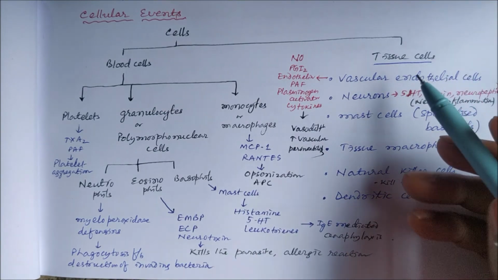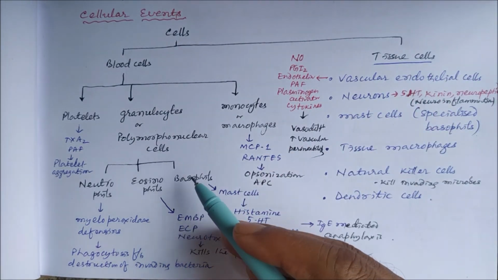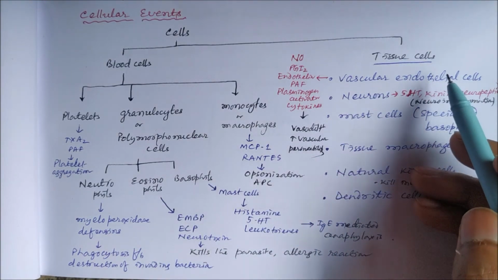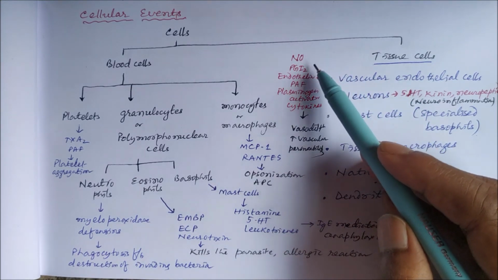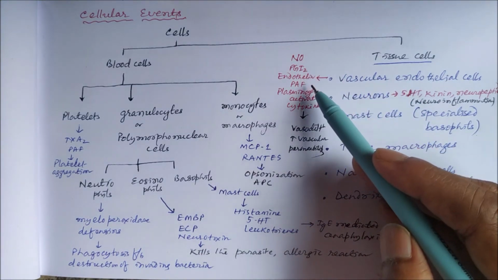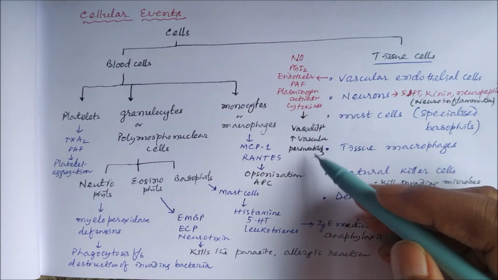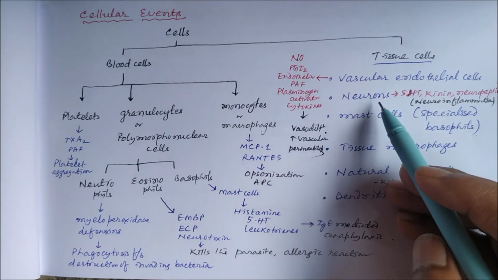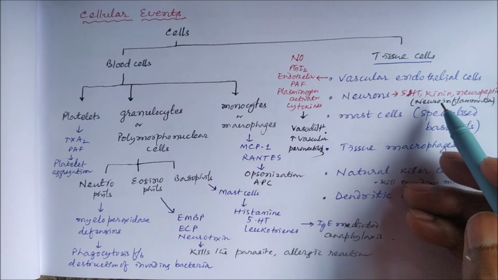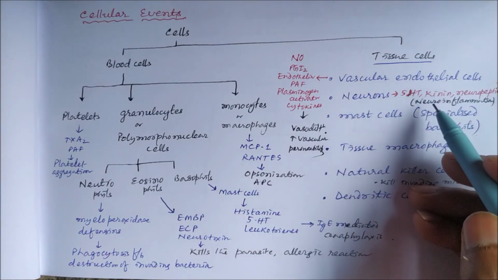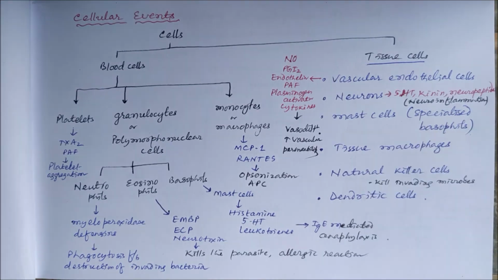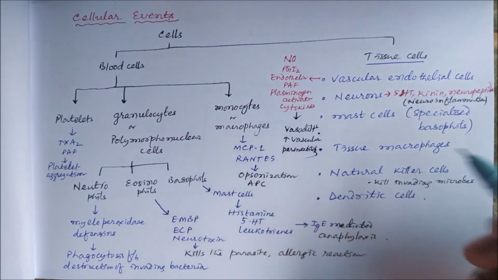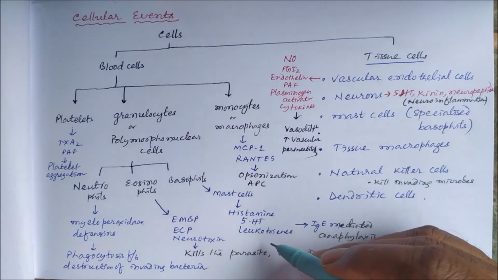Then the tissue cells, that means cells other than the blood. We can say the vascular endothelial cells release nitric oxide, prostaglandins, endothelin, platelet activating factor, plasminogen activator, and cytokines. All these cause vasodilatation and increase the vascular permeability. Neurons release 5-hydroxytryptamine, kinin, and neuropeptides, all of them having a role in the response. Then mast cells, these are the specialized basophils releasing histamine, 5-HT, and leukotrienes.